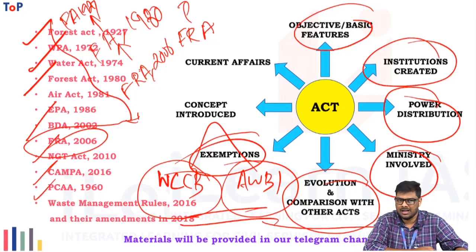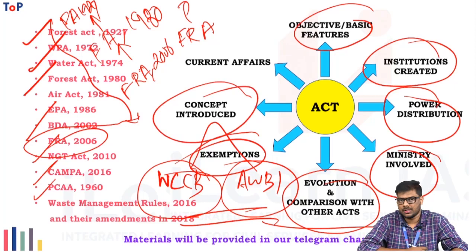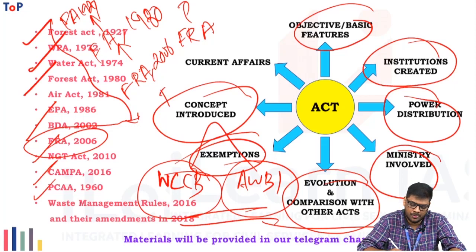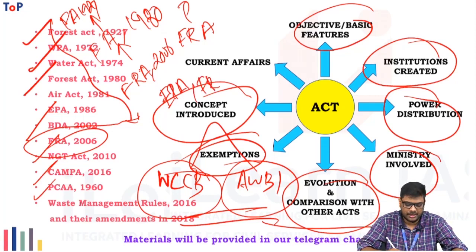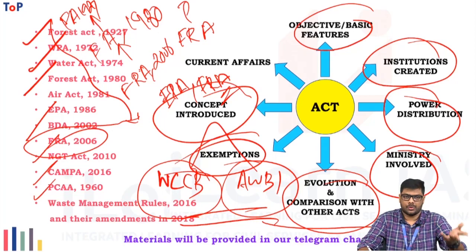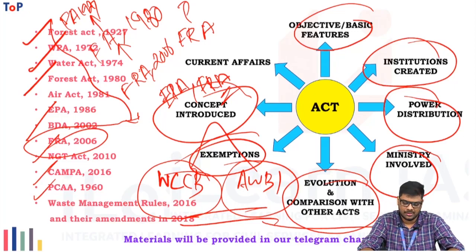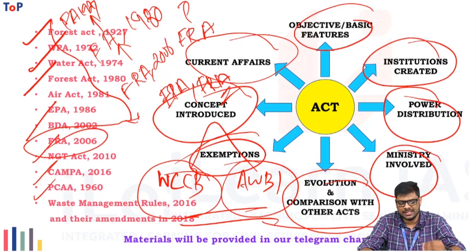What can be the exemptions in acts? Then, concepts introduced. Is there any new concept introduced by a particular act? For example, the Environment Protection Act introduced concepts like environment impact assessment and eco-sensitive zone. And the Forest Rights Act introduced the concept of critical wildlife habitat. These kinds of concepts were introduced by different acts, so these should be studied. And of course, focus on the current affairs part of the act. If an act has been in the news for a long time, you have to be prepared on it.